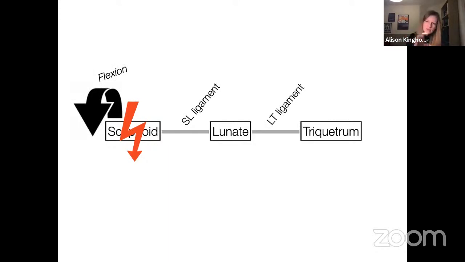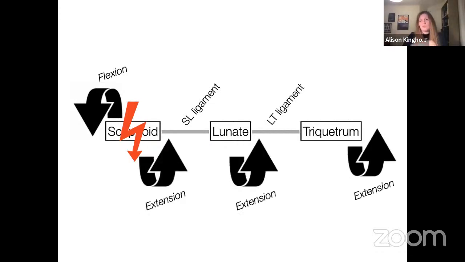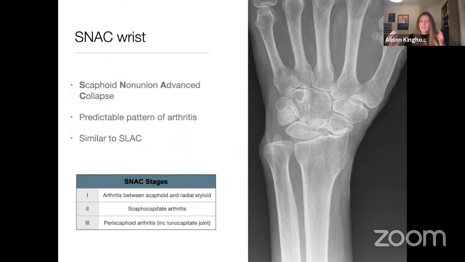So that will fall into flexion again. That'll be pulled into flexion. But the rest of the scaphoid with the lunate and with the triquetrum will carry on being pulled back into extension. And this means that, again, you've decoupled this mechanism. Everything's out of alignment. Everything's moving in ways it shouldn't move. And what happens then? Arthritis. So this is called a SNAC wrist, as opposed to what we had before, which was a SLAC wrist. They sound very similar. They in fact are very similar because it's the same kind of mechanism that you've decoupled. You've just decoupled it in a slightly different place.